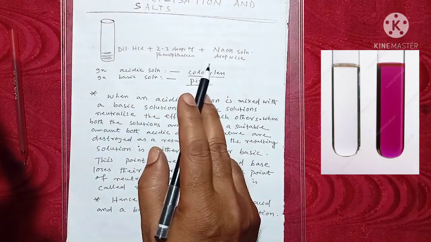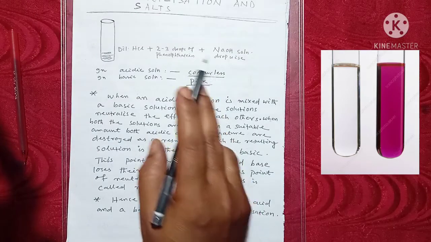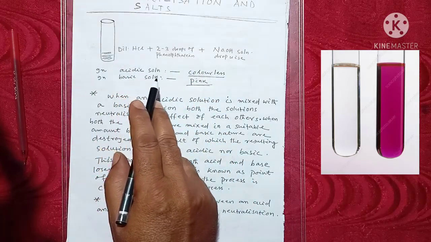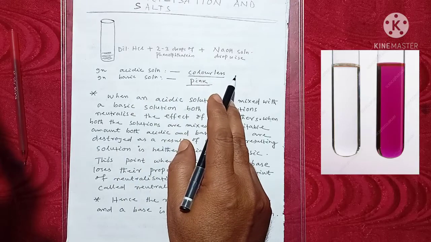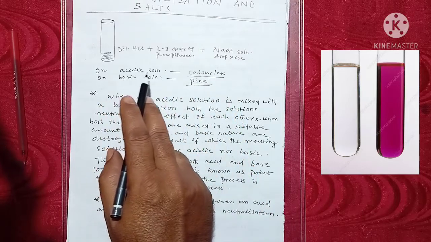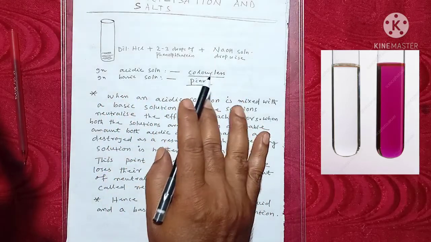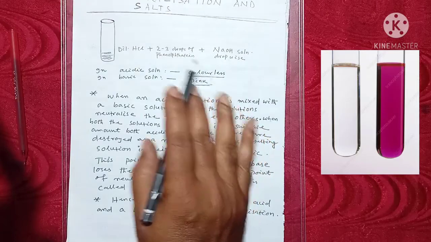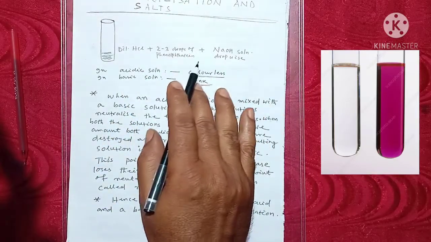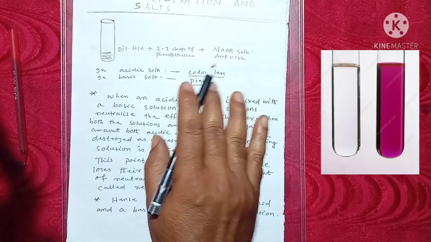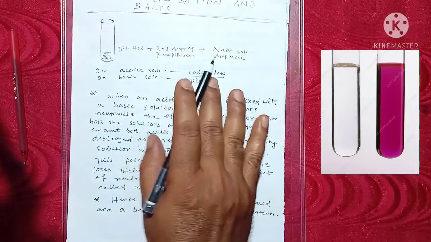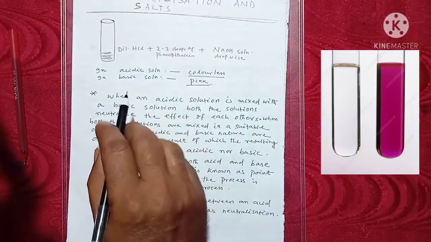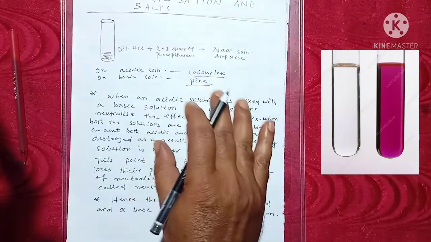Then what may we conclude here? In acidic solution, it is colorless, but in basic solution, the solution will be pink. We have done the phenolphthalein test earlier also; in the previous class we discussed this. So, what is happening here actually?